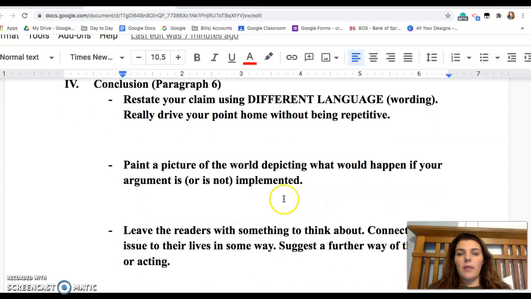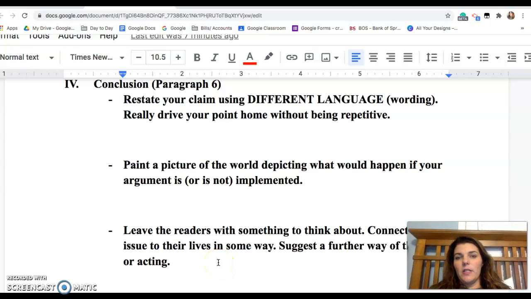Leave the reader with something to think about, connect to an issue in their lives in some way, suggest a further way of thinking. So a lot of times, if you're writing about whether or not teens should be playing violent video games, your audience would be parents, right? So you can kind of read them, be teenagers and parents. Leave suggestions, connect to their lives in some sort of way. Obviously, if they were reading this, they probably play violent video games or have children that play violent video games. So you want to suggest a further way of thinking or an action.